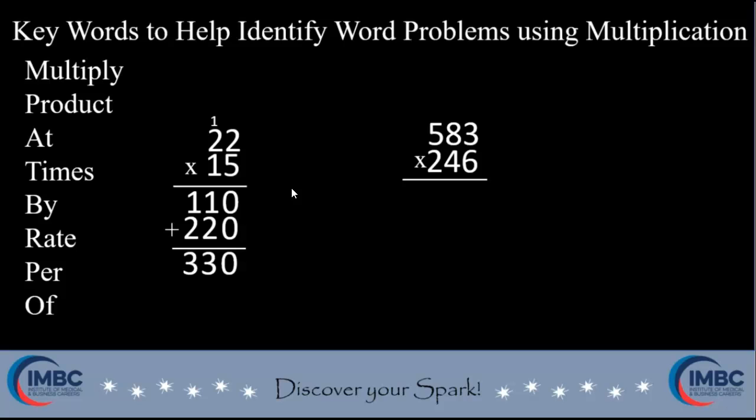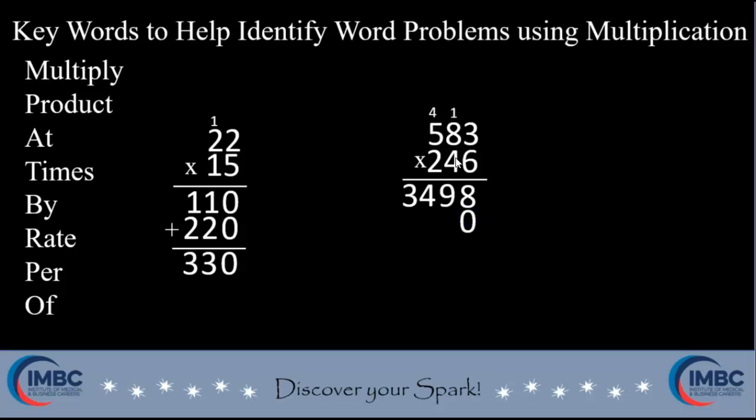Okay, 583 times 246. Start on the ones. 6 times 3 is 18. We place the 8, and we carry the 1. 6 times 8 is 48, plus the 1 is 49. We bring down the 9, and we carry the 4. 6 times 5 is 30, plus the 4 is 34. So we're done with the ones.